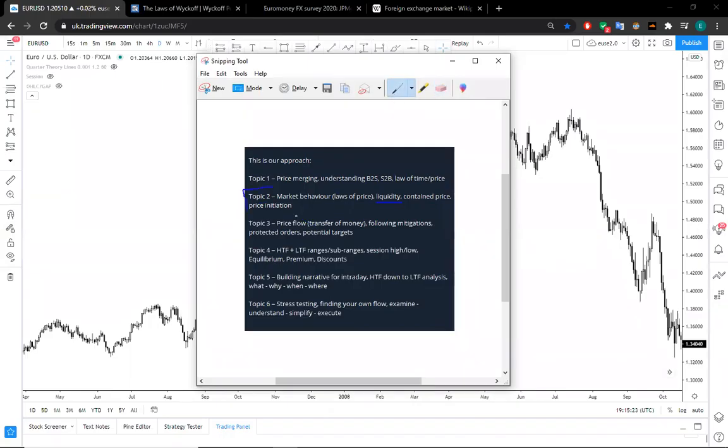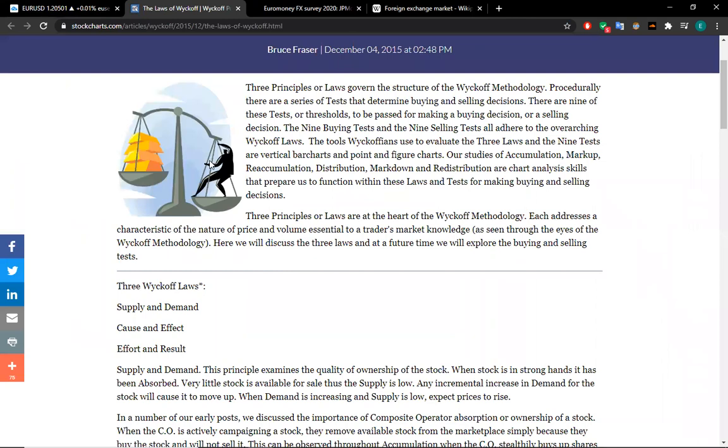So this is the topic that we're gonna go over today. Market behavior, laws of price. Liquidity is your cause and effect. Contained price is your supply and demand, and price initiation is your law of effort. So let's go to the three Wyckoff laws. As you all may know, coming from SMC, you should know already that these three laws were identified by Wyckoff. They are the three principles of the Wyckoff methodology. Each addresses a characteristic of the nature of price. So what we can take away from here is your supply and demand is your contained price that we should all know by now.